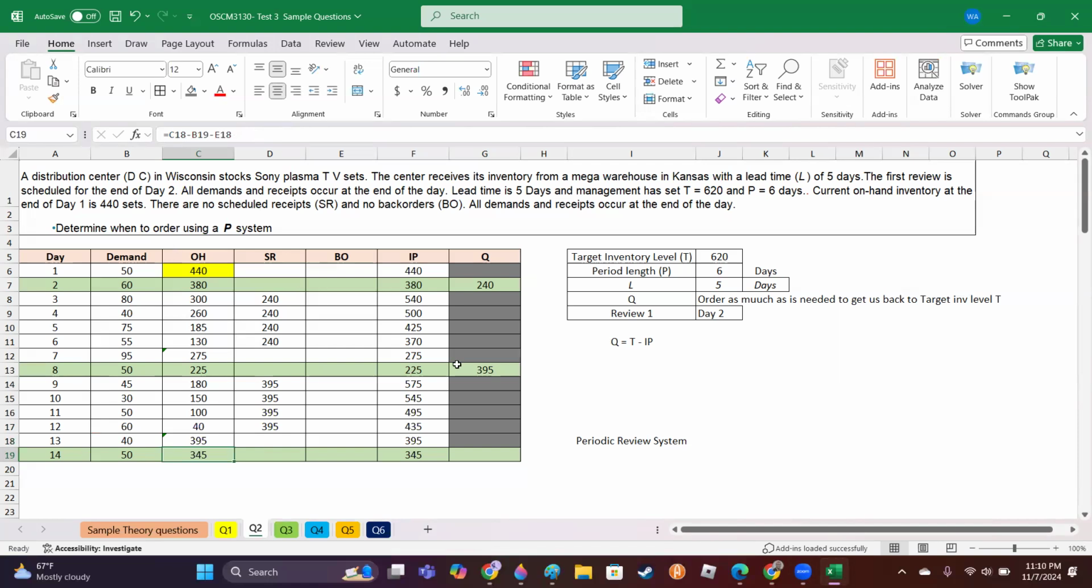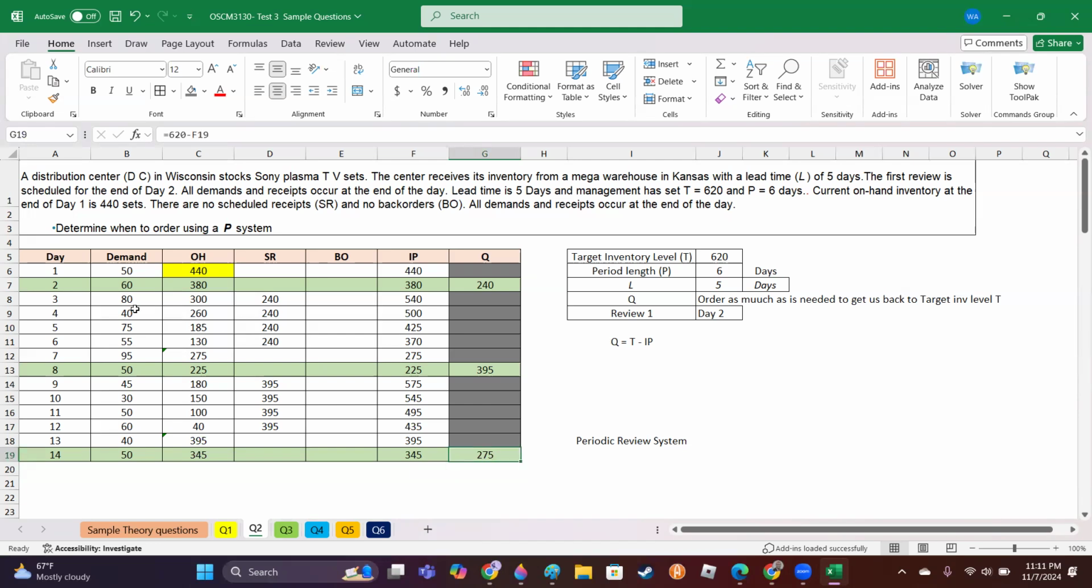Then we move on to our last buy night, which is day 14. Here again, it's going to be our target inventory value minus your inventory position. So we're going to place an order for 275 units of inventory. This completes the entire table. We're not going beyond day 14, so we're done.